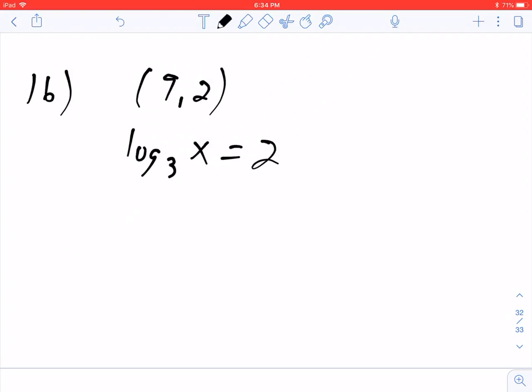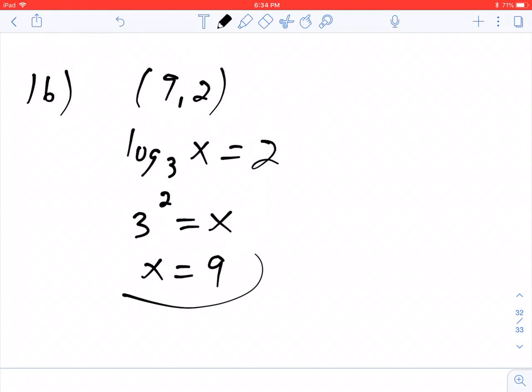In order to solve it, you need to take it from logarithmic form, because we're logging a variable, and we're going to change it into exponential form. So the base of the log becomes the base of the exponent, and the x and the 2 switch, and it becomes 3 to the second equals x. That means x equals 9.